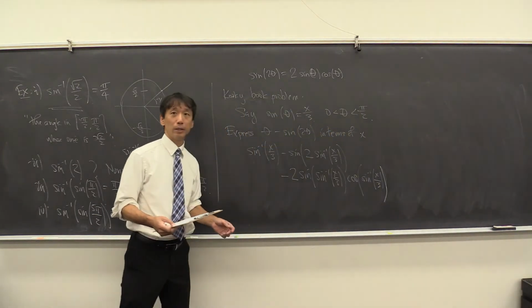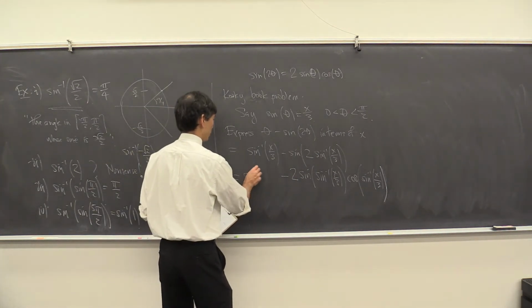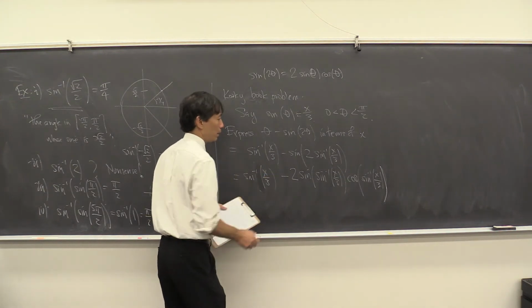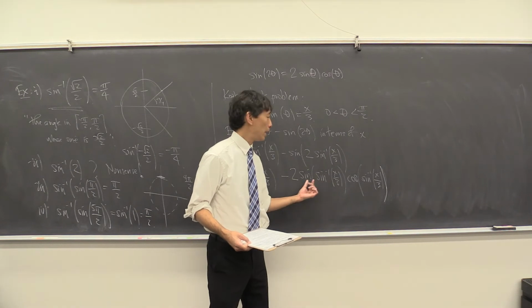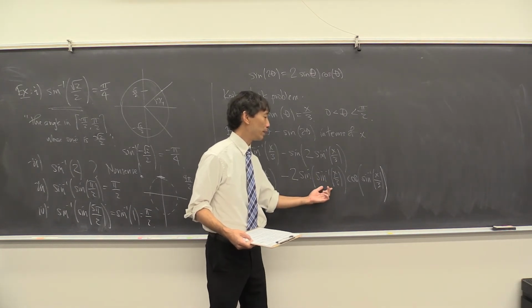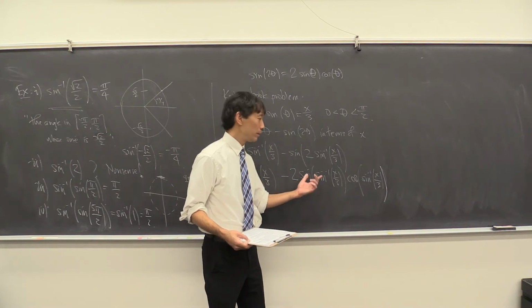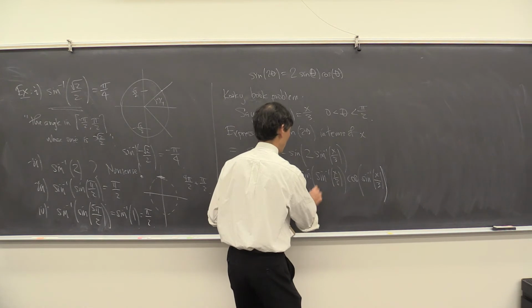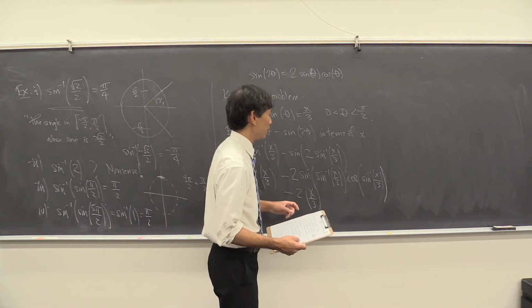Two sine theta cosine theta. Okay. What's this? Sine of sine inverse x over 3. That's just going to be x over 3. So we get 2 times x over 3. And then we've got this thing, cosine of sine inverse x over 3.